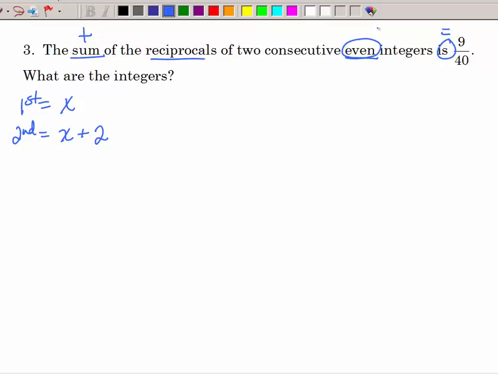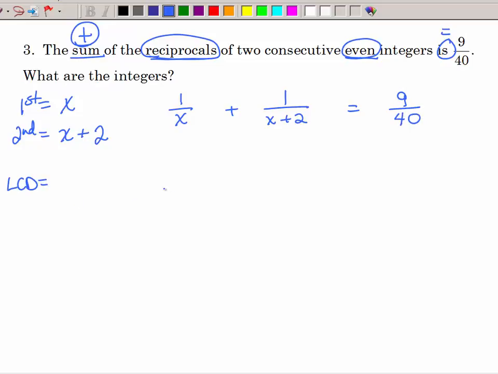Even if it had said odd, we were going to do x and x plus 2. We're going to set it up just like we did on problem 2. We've got to take those reciprocals. But this time we're going to add, and it's going to equal 9/40. Right, so I need to have my LCD, which is all three of these, 40x and x plus 2.